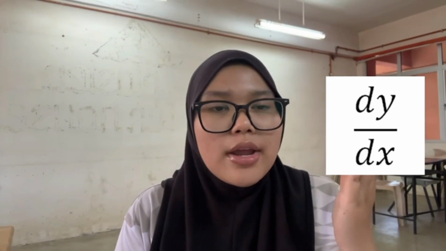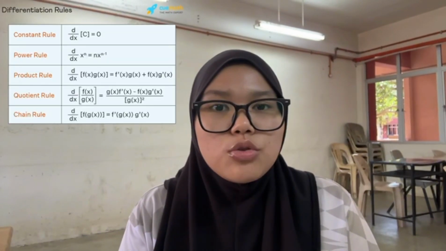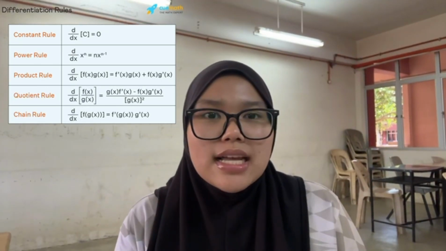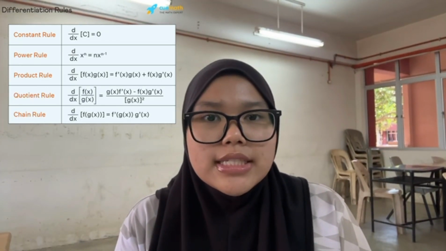The result of differentiation is called a derivative, usually written as dy over dx. This derivative shows how y changes when x changes. There are several techniques of differentiation. The most basic one is the power rule, which is used for functions with powers of x. Next, we have the sum and difference rule, where each term is differentiated separately.